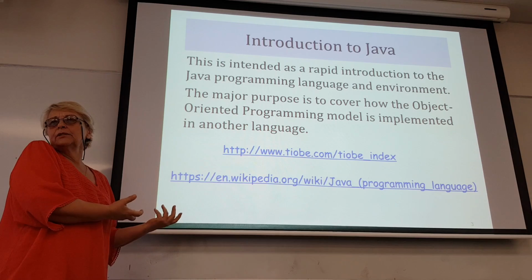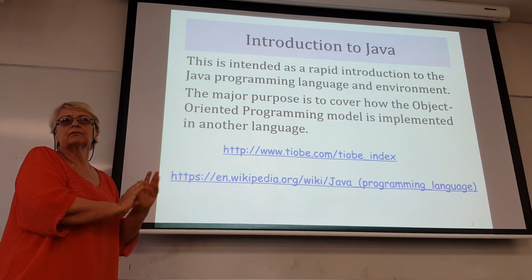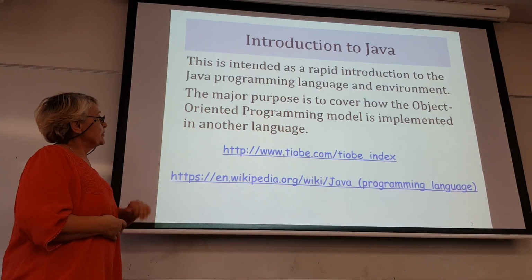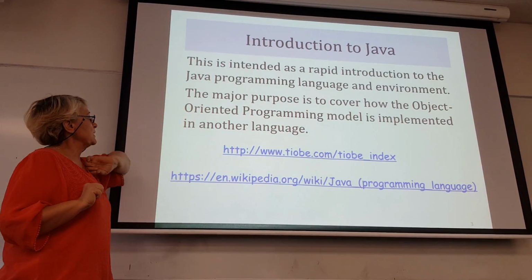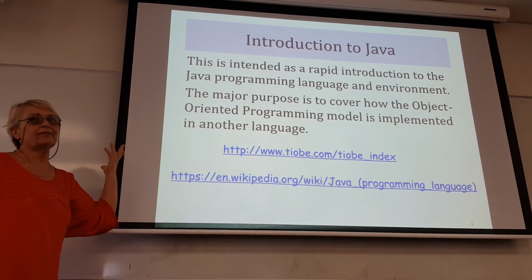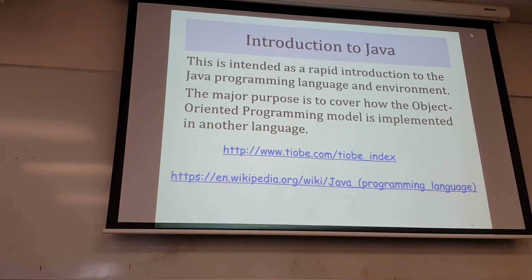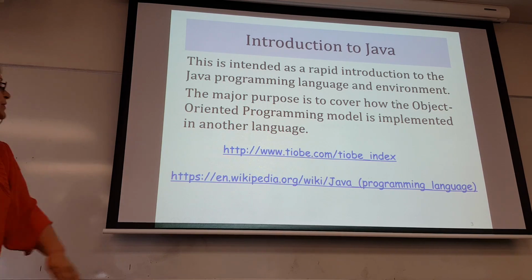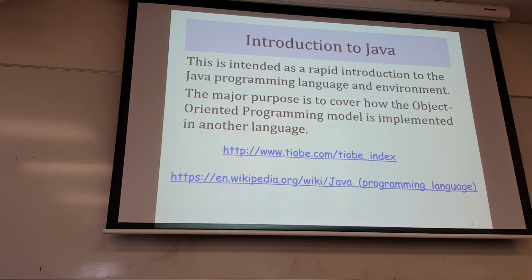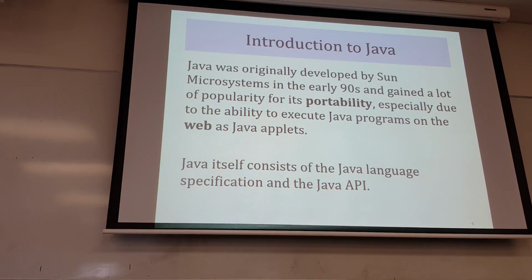As Java is based on C++, the basic syntax, you will notice, is very similar. It's more object-oriented than C++, as we will see in a second. If you look at the index, Java is still on the top. So a lot of people are using it. Wikipedia has an overview of the language where you can find reliable information.